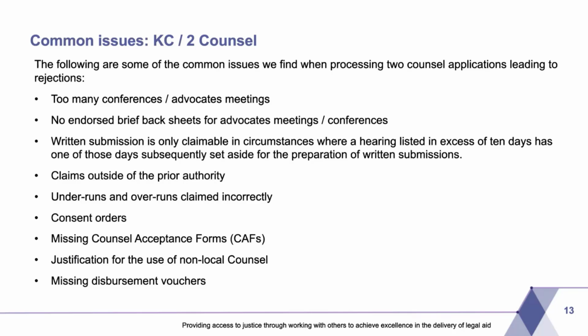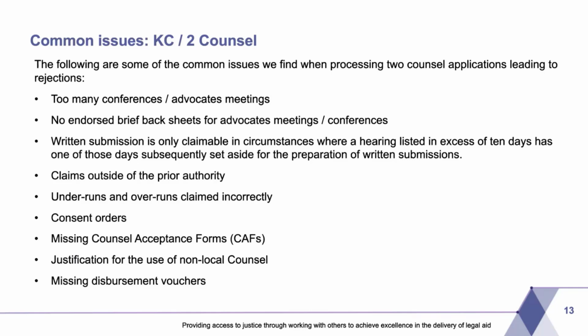So common issues that we come across under the King's Counsel or two counsel model. Often we see that too many either conferences or advocates meetings are claimed. So the rules under this model are that there is a limit of 2 conferences and 2 advocates meetings throughout the case. If, however, the main hearing is split so that there is a separate fact-finding and then a separate final hearing, then up to an additional 2 conferences and 2 advocates meetings may be claimed in the welfare stage.